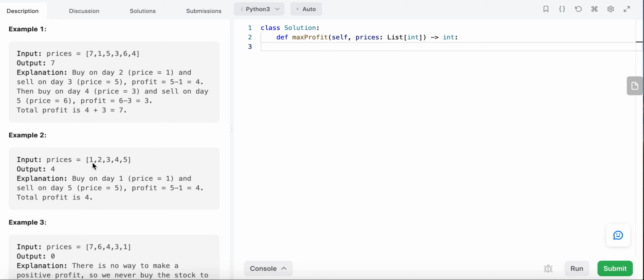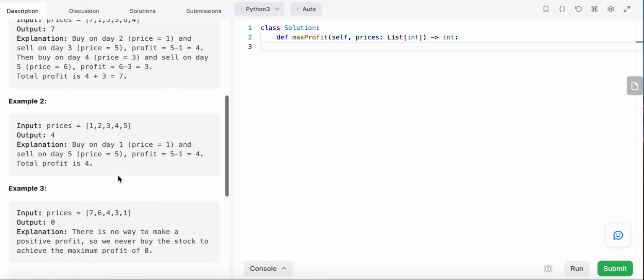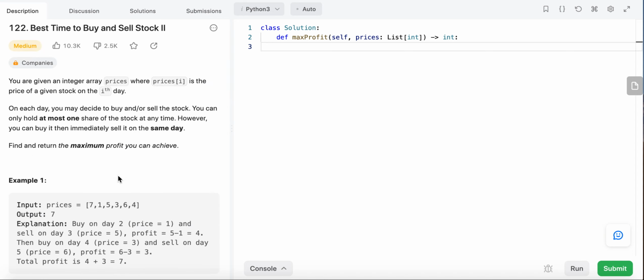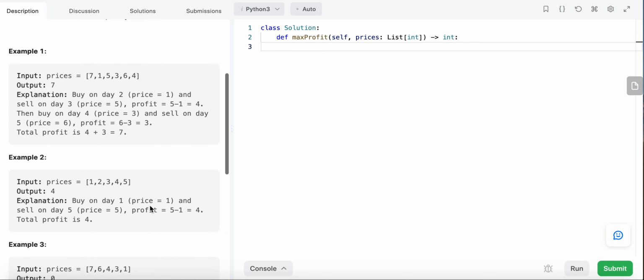So this is actually equivalent to buying on day 1, selling on day 2, and then buying on day 2, selling on day 3, and then buying on day 3, and then selling on day 4, and then buying on day 4. Because we can buy and then immediately sell on the same day. So it's the same as you can sell and then immediately buy on the same day as well.